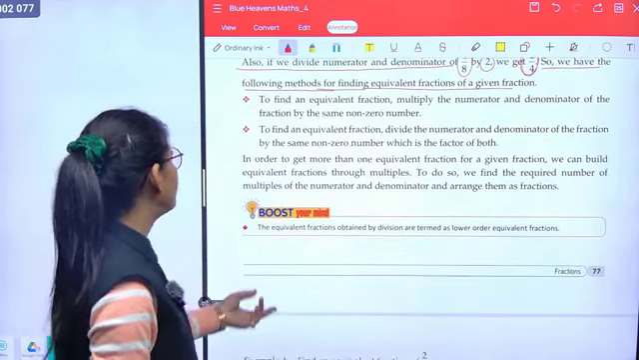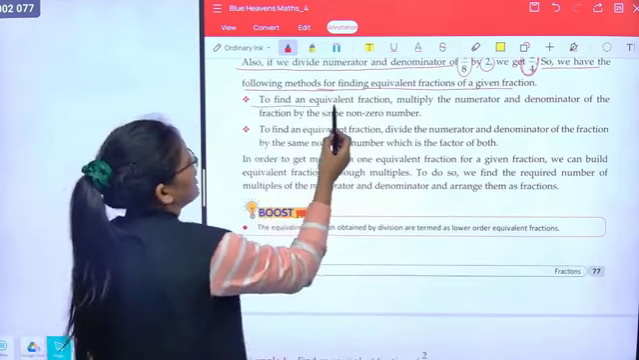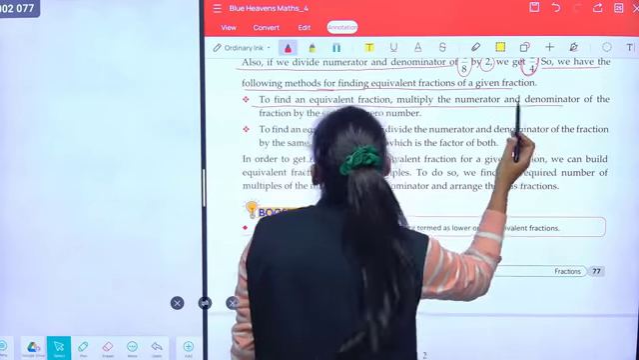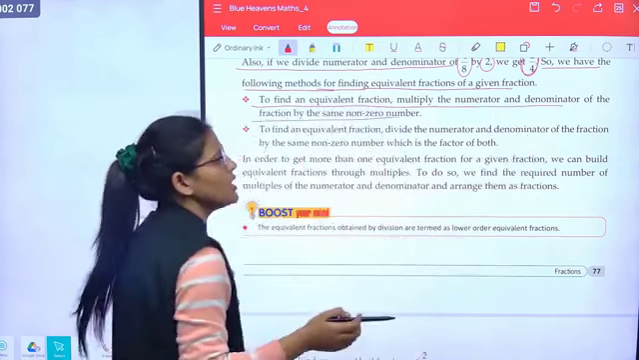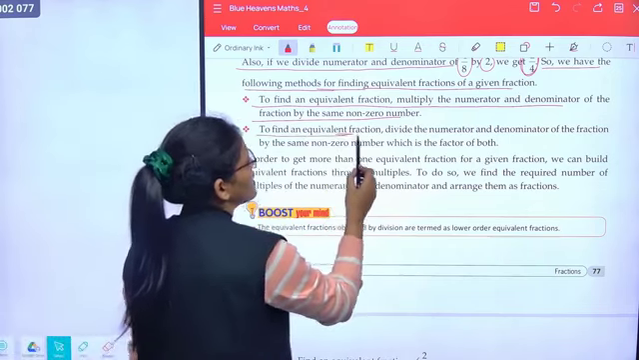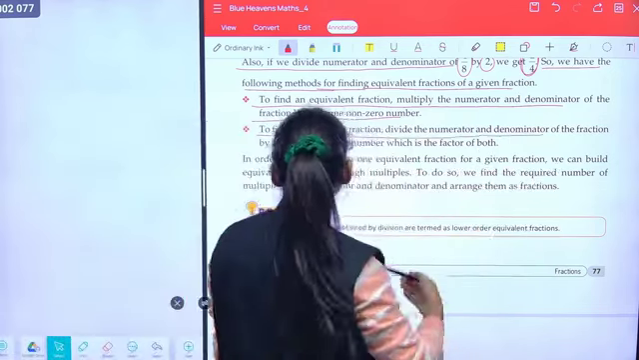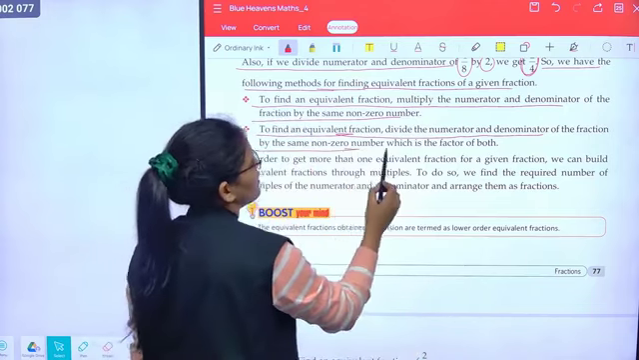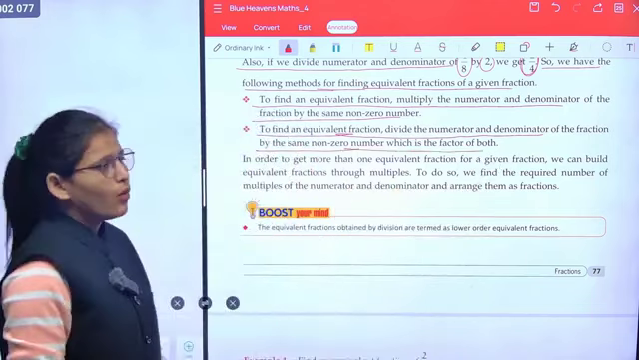Okay, class. Now to find an equivalent fraction, multiply the numerator and denominator of the fraction by the same non-zero number. To find an equivalent fraction, divide the numerator and denominator of the fraction by the same non-zero number, which is a factor of both. Okay.